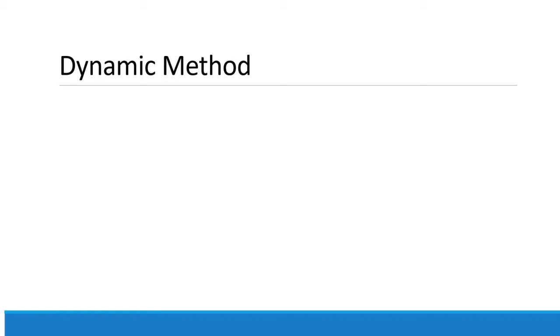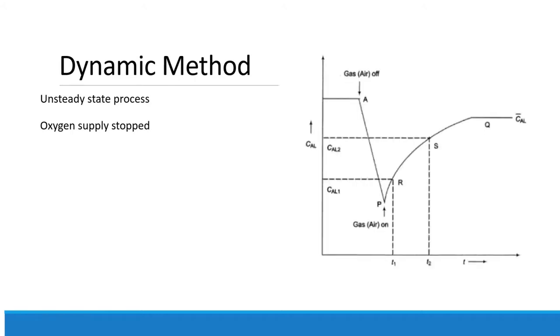The dynamic method is an unsteady state process. Initially, the fermentation broth is made bereft of oxygen by stopping the supply of oxygen. Whatever oxygen is available in the system is consumed by the microorganisms. Thus, the concentration of oxygen reaches the lowest value at point P.